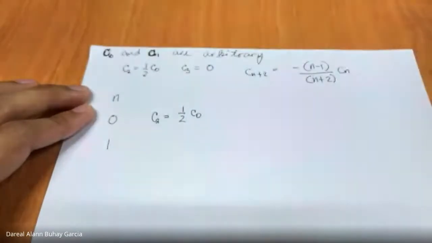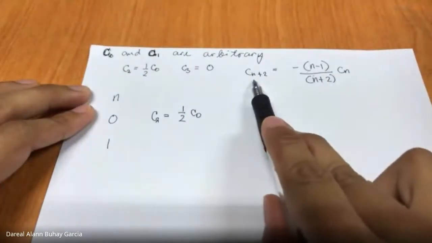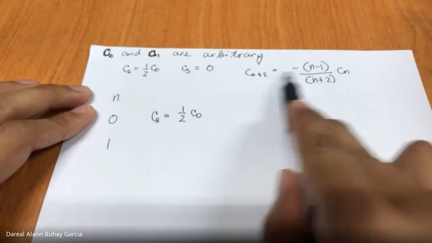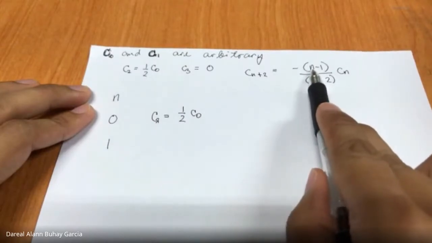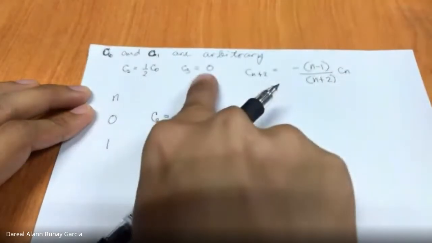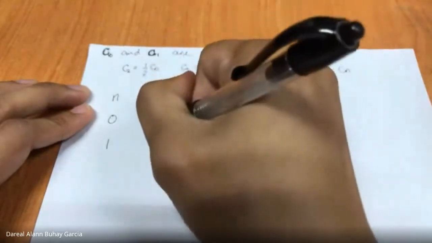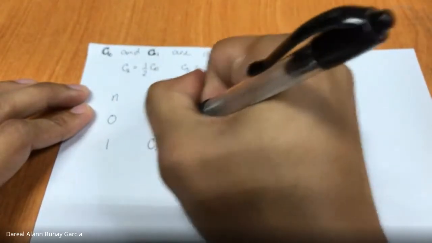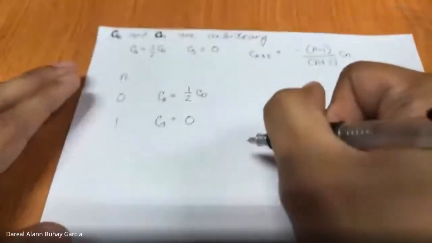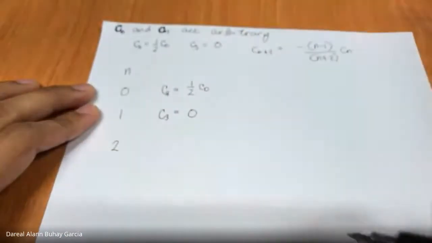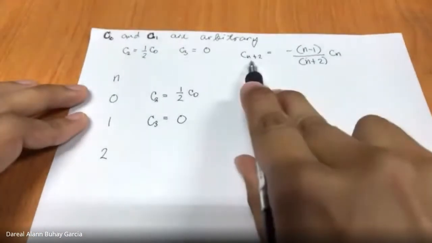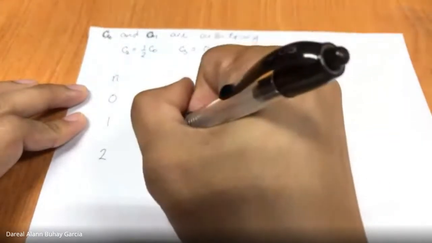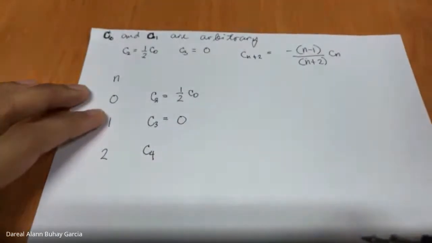When n is equal to 1, 1 minus 1 is 0. So, 0 na siya. Okay? So, tinood na eh. C3 equal to 0. When n is equal to 2, C4. C4.